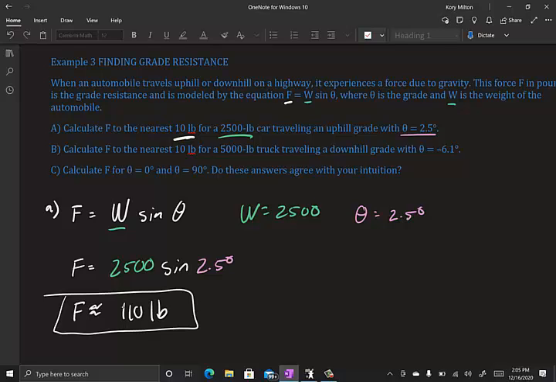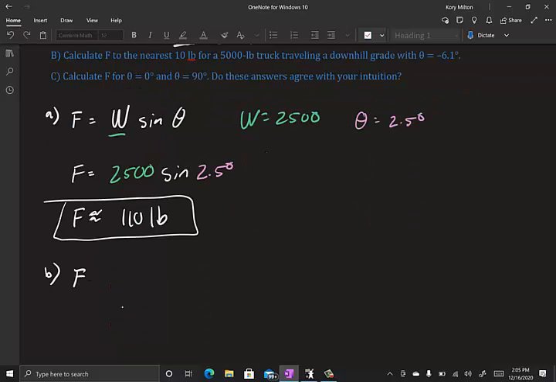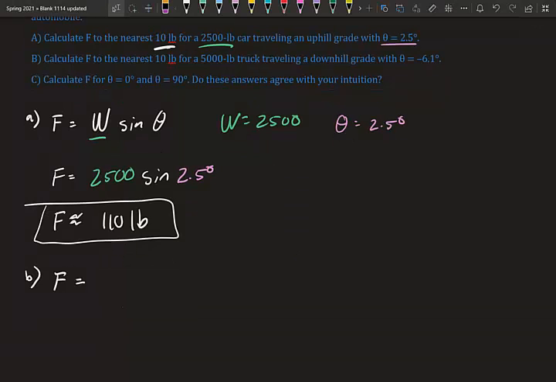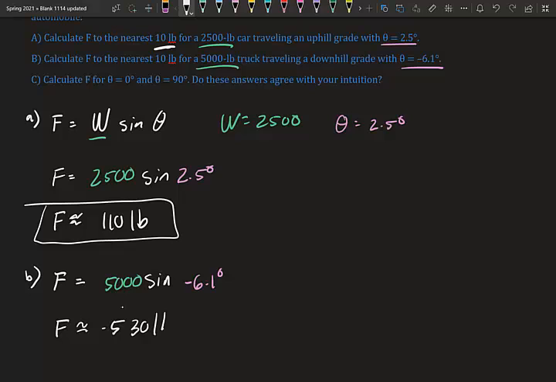Alright, this is where I want you to pause and try part B. I hope you tried it. So we have F equals the weight. To calculate to the nearest 10 pounds, we have a 5,000 pound truck, and it's traveling downhill with a grade of negative 6.1 degrees. So the weight of the vehicle is 5,000 pounds. So we have 5,000 sine, and then our theta of negative 6.1. You plug it in exactly the way it looks, and we get F is approximately negative 530 pounds.